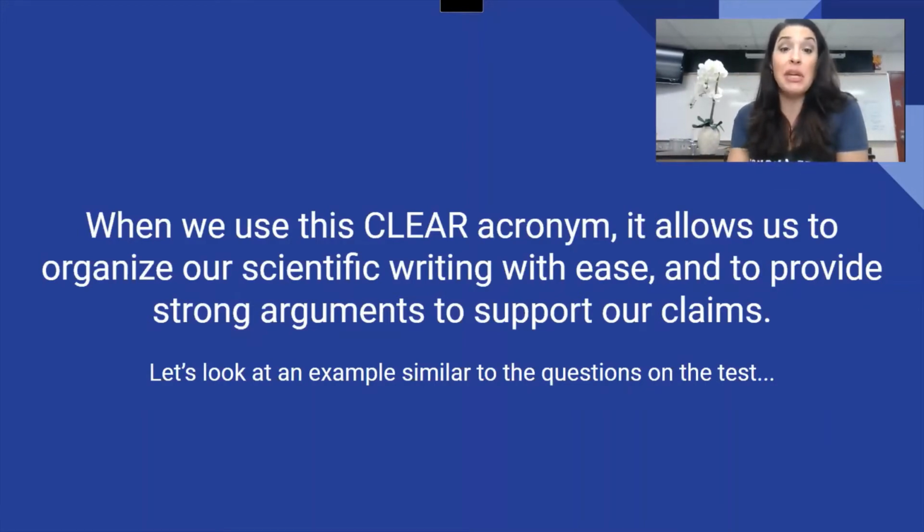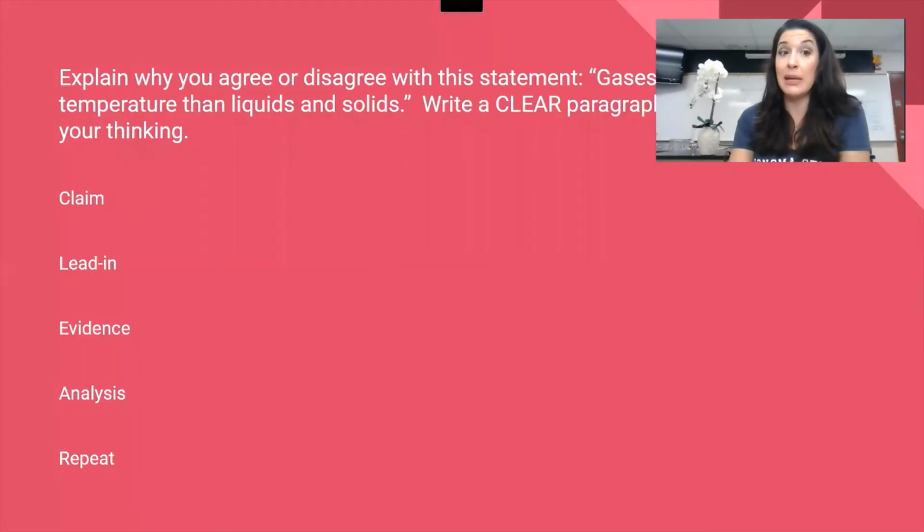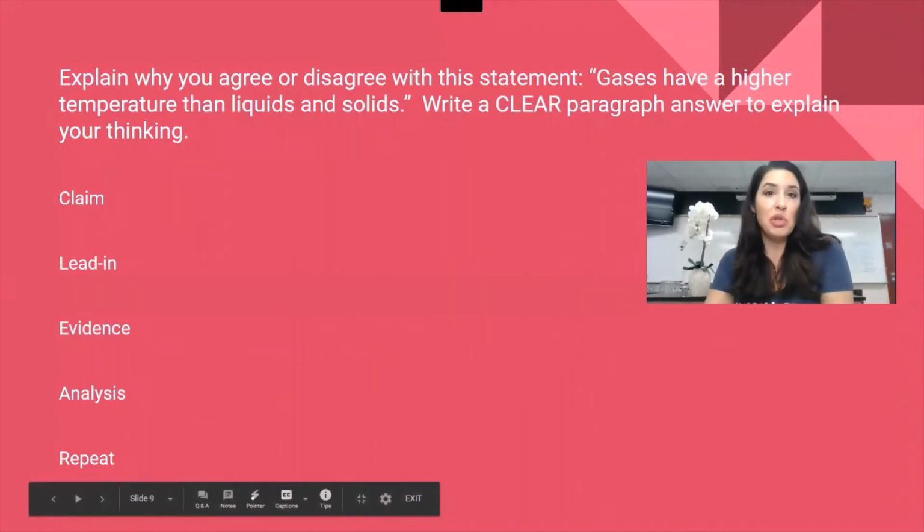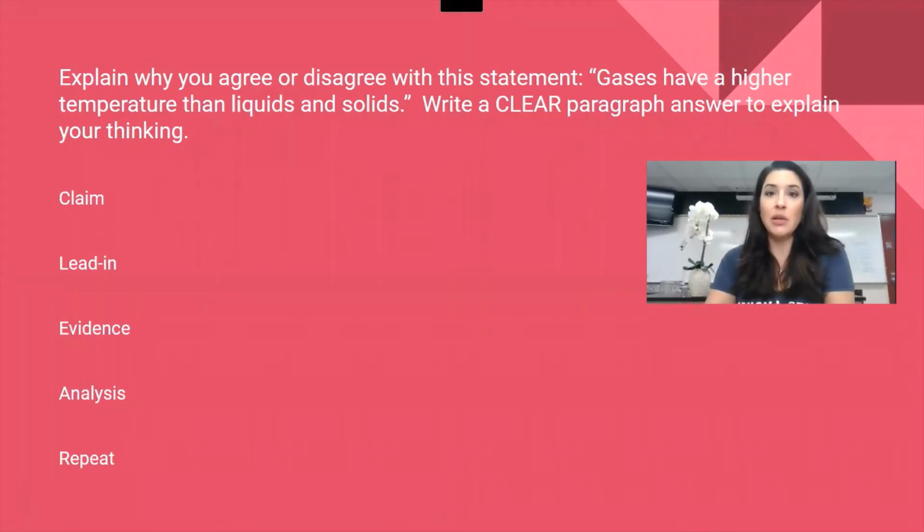Let's look at some examples similar to what's going to be on our exam. Explain why you agree or disagree with this statement: gases have a higher temperature than solids or liquids. Write a clear paragraph answer to explain your thinking. The claim should specifically answer the question. Your claim will either be, yes, they have a higher temperature, or no, they do not. You're writing a claim that either accepts or refutes this premise.